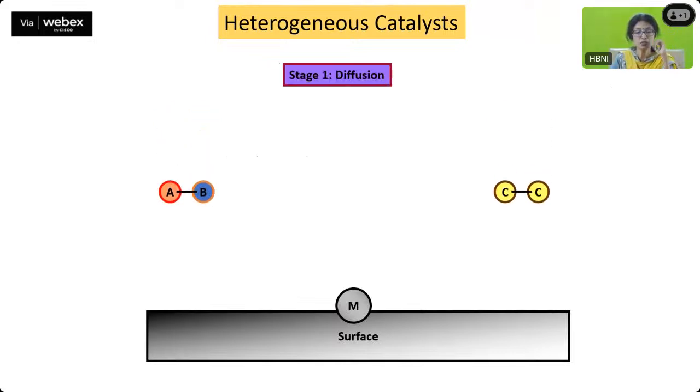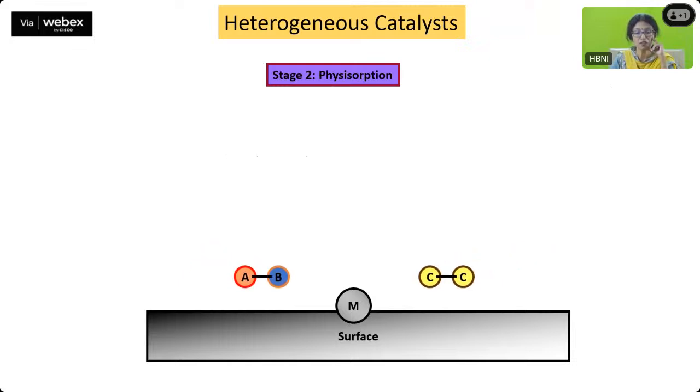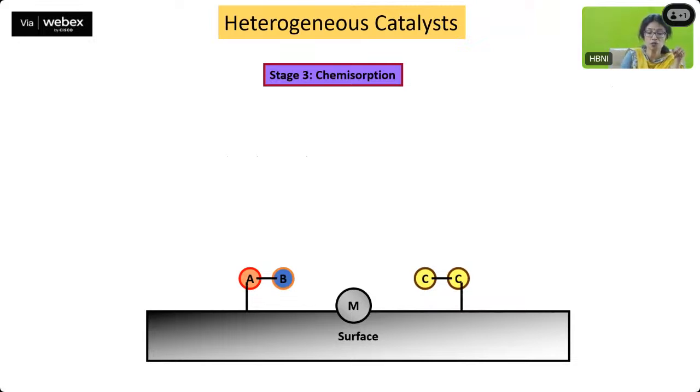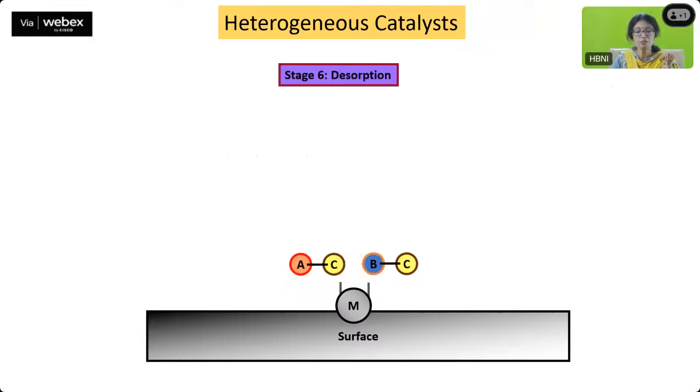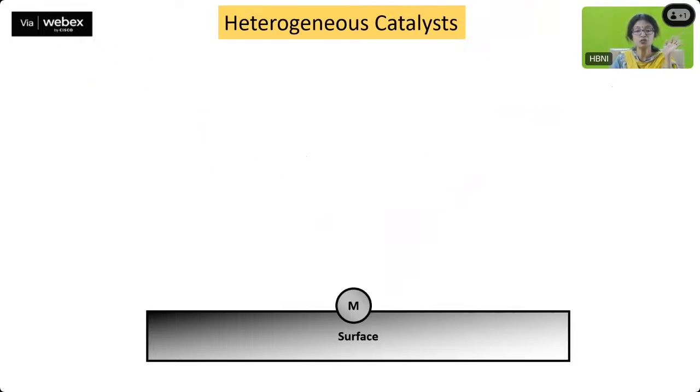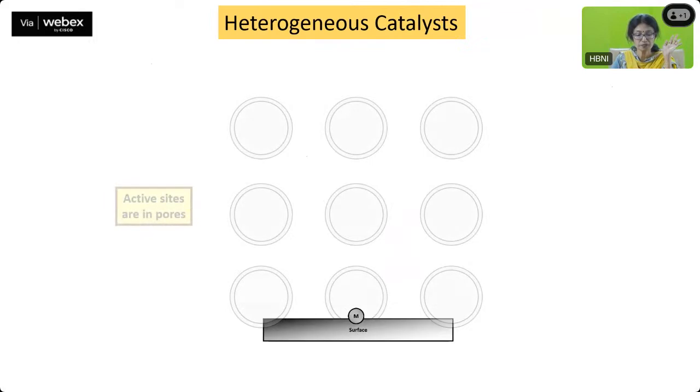So if you look at this, this is stage one, you can see the diffusion is happening. Then you have physisorption on the surface. After this, you have chemisorption, where your chemical bonds are getting formed. You can see over here, the chemical bonds got formed. Then you have a surface diffusion as shown over here. And then you have the reaction which is happening and ultimately desorption. So your products are moving out and diffusing out. So these are the different steps of a heterogeneous catalyst reaction.